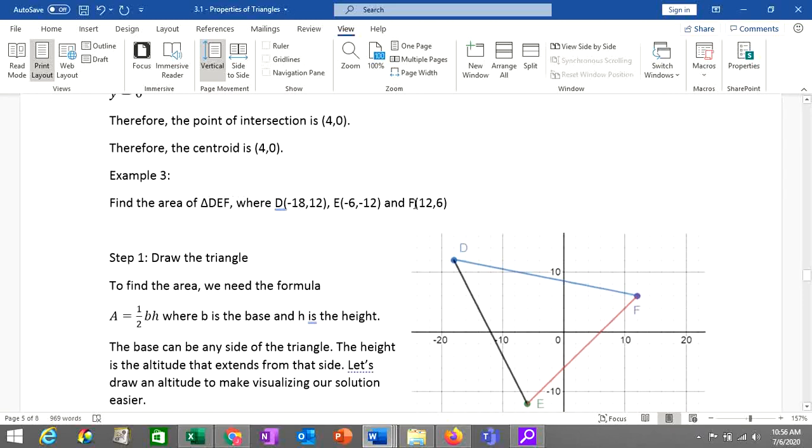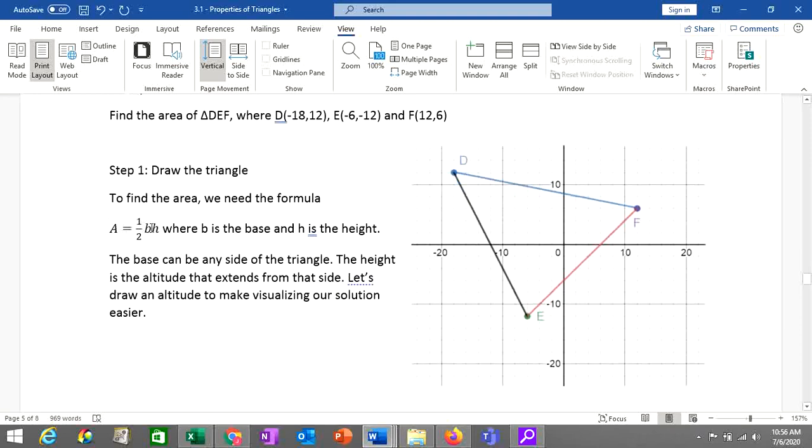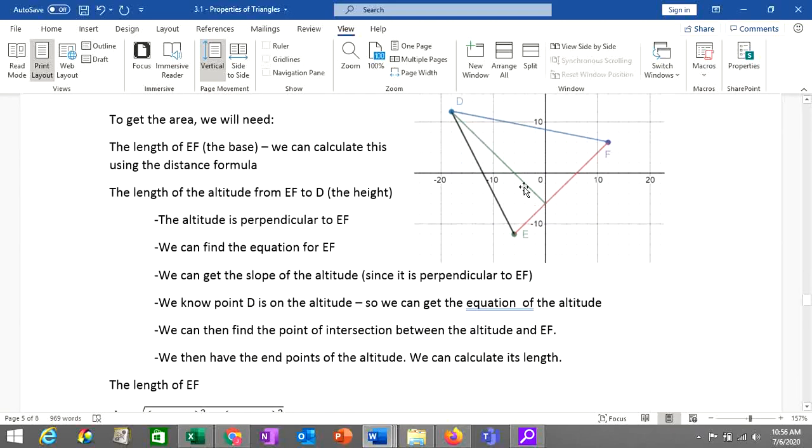DEF, with the following points, and we want to find the area of this triangle, right? So we need the formula area equals half of base times height, but you'll notice this is not a right angle triangle. So I don't have a base and I don't have a height. A base and a height would look something like this. So this side could maybe be the base, but then the height, I don't have it.